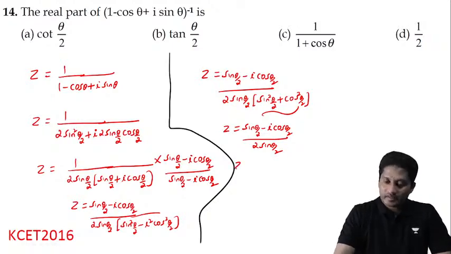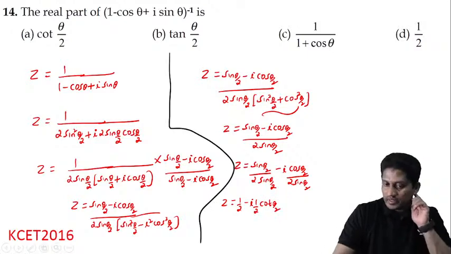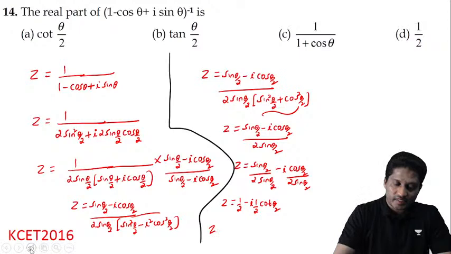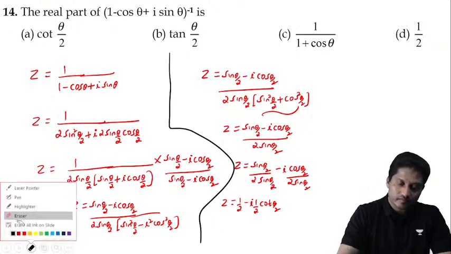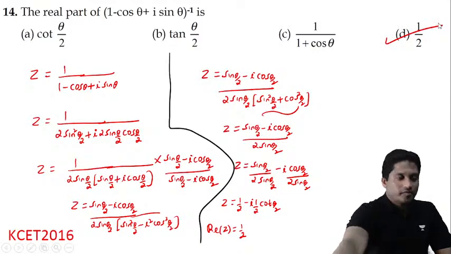Now if you divide, z is equal to sin theta by 2 upon 2 into sin theta by 2, minus i into cos theta by 2 divided by 2 into sin theta by 2. That is equal to 1 by 2 minus i times 1 upon 2, cos by sin is cot, so cot theta by 2. So the real part is asked. Real part of z is equal to 1 by 2. Right, answer is option D. Let's move to the next question.